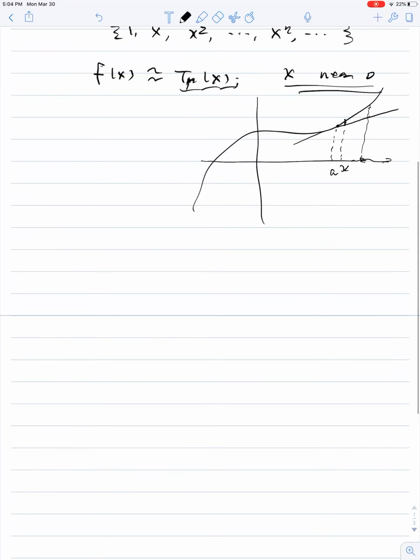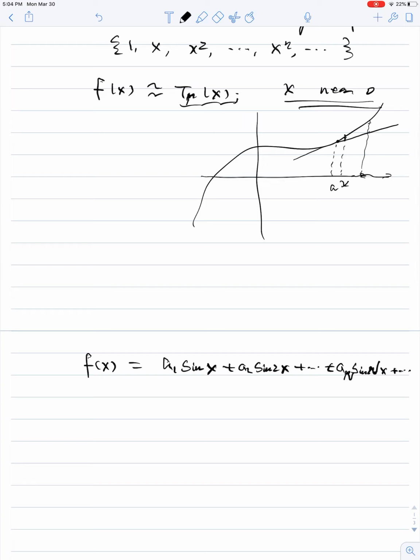Now, if we come back to look at what we talked about in the last section, we have an expansion. We expand f(x) in terms of a1 sin x plus a2 sin 2x plus ... plus aN sin Nx. Let me change this to capital N, so that it is sin Nx. So now a function is expressed as an infinite series of sine functions.